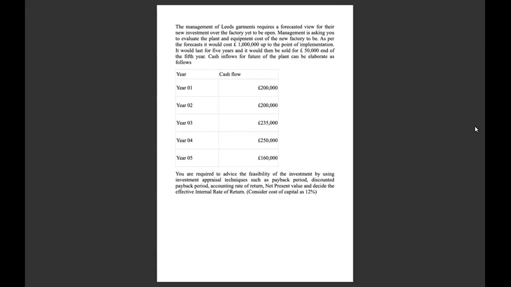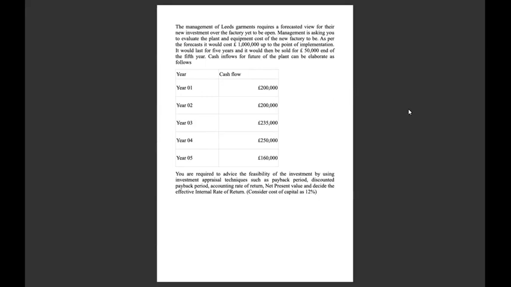Cash inflows for the future of the plant can be elaborated as follows. Year 1, £200,000. Year 2, £200,000. Year 3, £235,000. Year 4, £250,000. Year 5, £160,000.